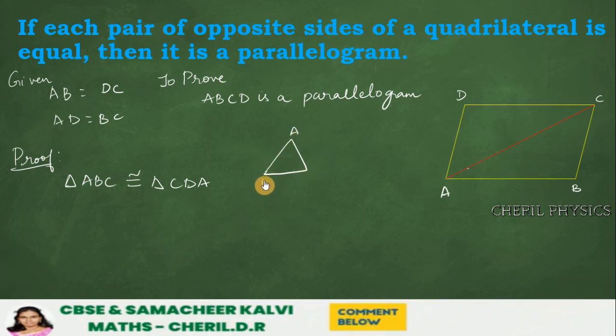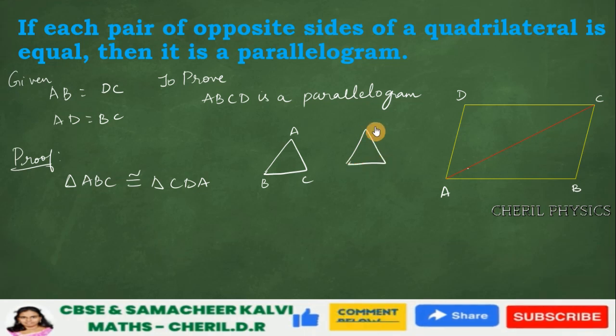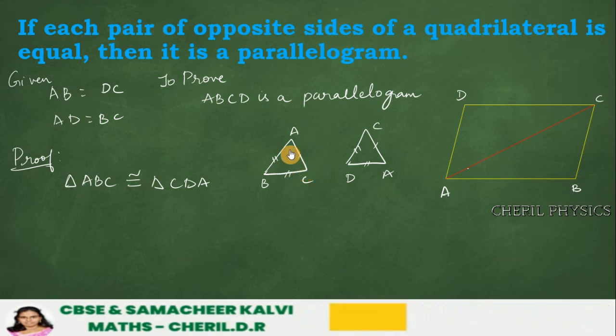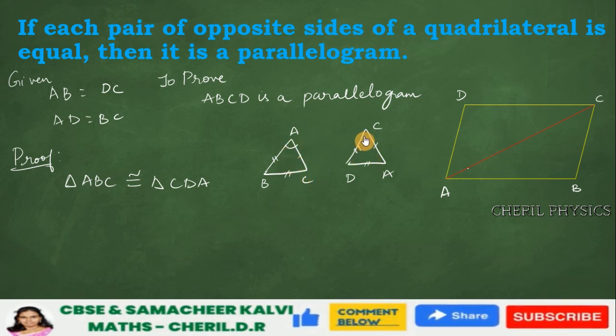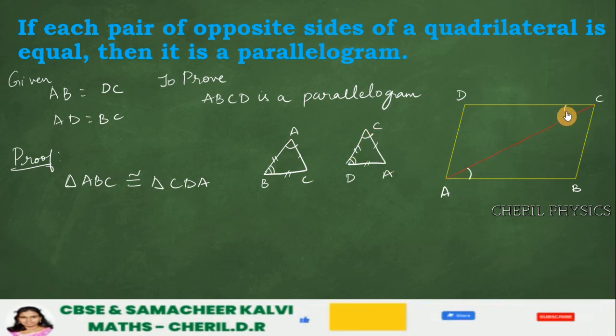We will draw the triangles ABC and CDA. This is the common side, and this side is equal to this: AB is equal to DC. Likewise, AD is equal to BC. So all this we've got here. Now, if these two triangles are congruent, then the corresponding angles will also be equal. So we can say that BAC is equal to ACD.